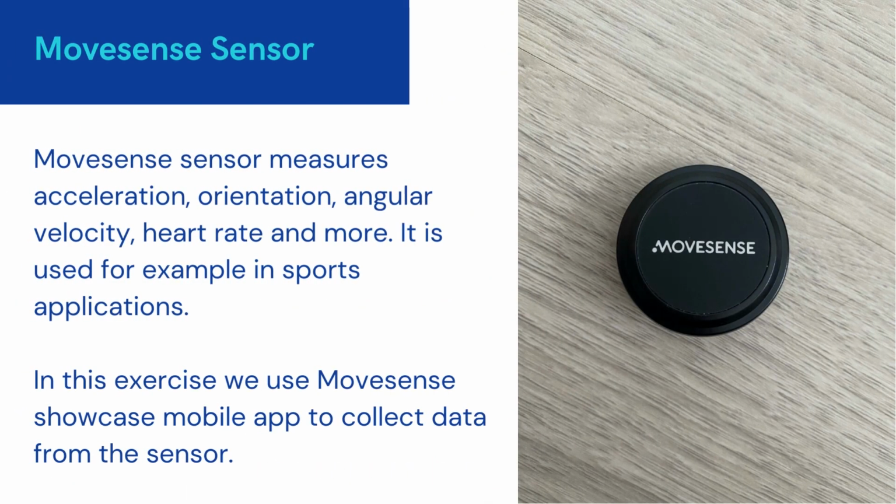Movesense sensor measures acceleration, orientation, angular velocity, heart rate and more. It is used, for example, in sports applications. In this exercise we use Movesense Showcase mobile app to collect data from the sensor.